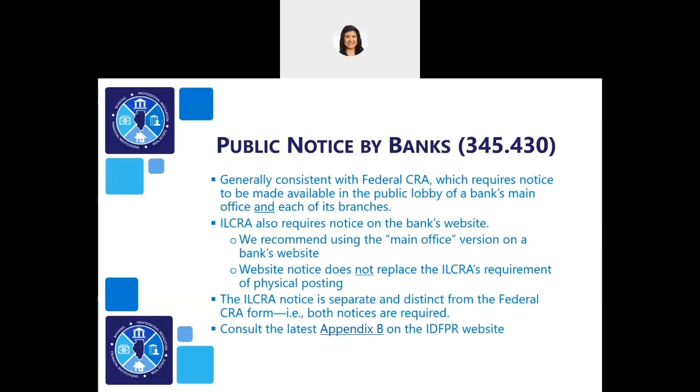Appendix B, which we have shared with everyone, and we're happy to do that again, supersedes Division of Banking's May 1st, 2021 supervisory statement. If a bank has out-of-state branches, place the branch office version in one branch in each state. And then to reiterate, the Illinois CRA notice is separate and distinct from the Federal CRA form. Both notices are required.